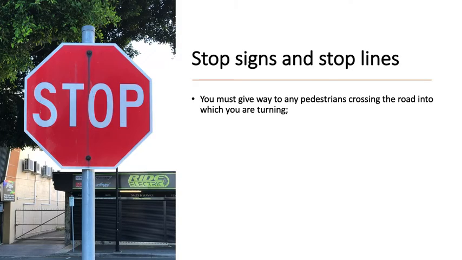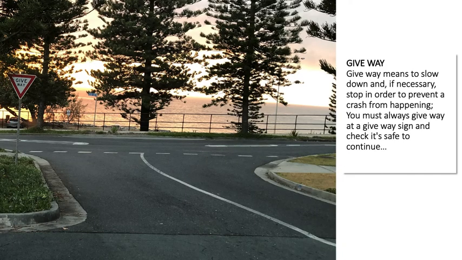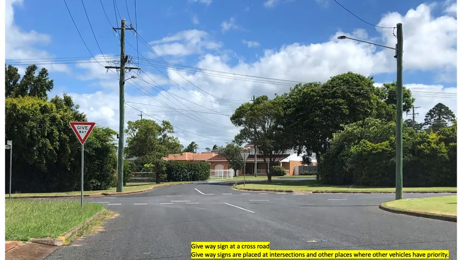You must give way to any pedestrians crossing the road into which you are turning. Giving way at a stop sign means the driver must remain stationary until it is safe to proceed. Give way. Give way means to slow down and, if necessary, stop in order to prevent a crash from happening. You must always give way at a give way sign and check it's safe to continue. This is a give way sign at a crossroad. Give way signs are placed at intersections and other places where other vehicles have priority.